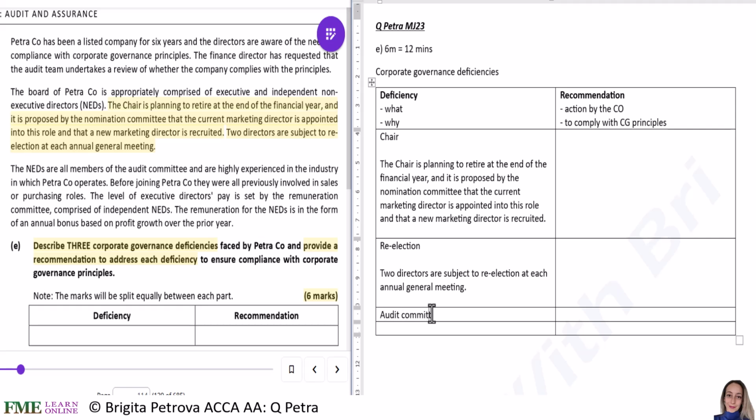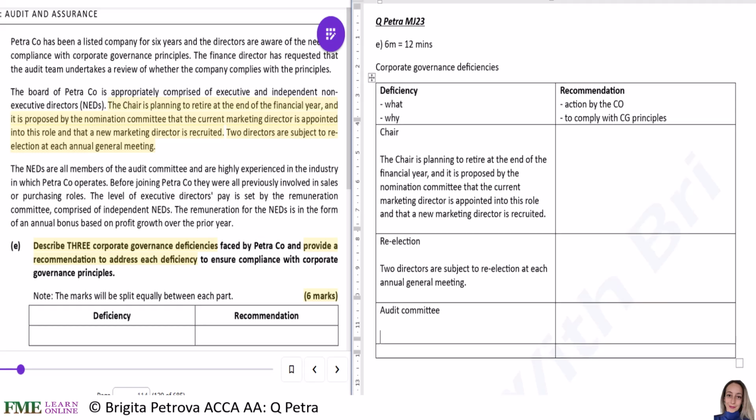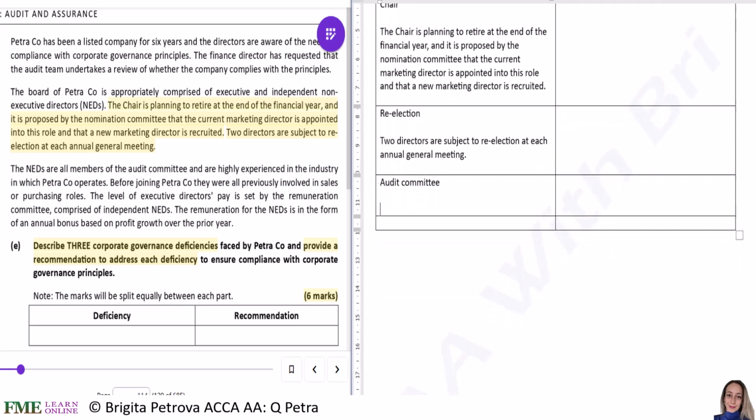I'm not sure if you can at that stage, but they were involved in sales and purchasing roles. All purchasing roles, nobody had some recent relevant financial experience. So I'm thinking I will copy and paste that whole thing into my answer as well.